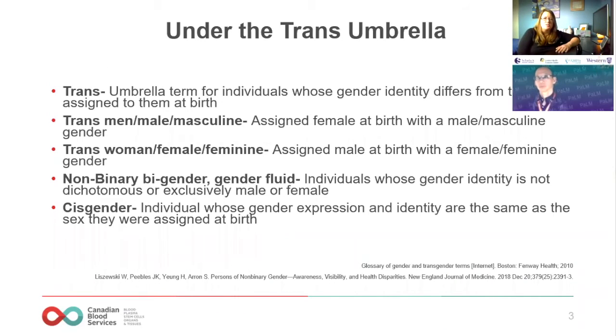So first, we're just going to go over some general terms. So trans is an umbrella term that's used to describe individuals whose gender identity differs from the sex assigned to them at birth. And this can include, but is not limited to, those who are transgender, or trans men, trans male, or trans masculine individuals. And those are people who were assigned female at birth and they identify as male.